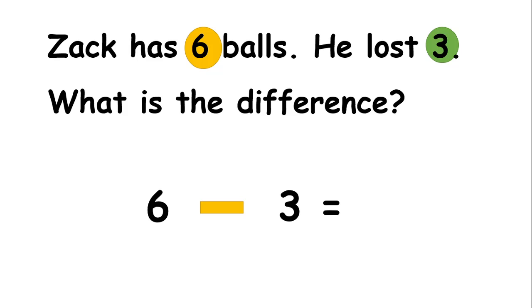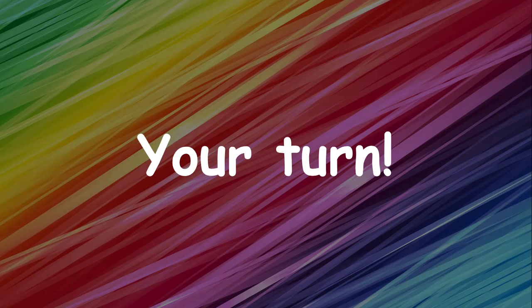So I have 6 fingers. 5 and 1 gives me 6. I'm going to take away 3, close 3 fingers. Now how many do I have left? What's the difference there? 1, 2, 3. So 6 minus 3 equals 3, or the difference between 6 and 3 is 3. So that's how many balls he would have left. So the difference there would be 3. Okay, now it's your turn.